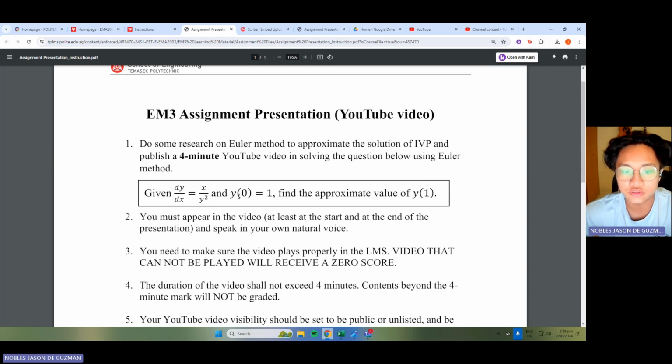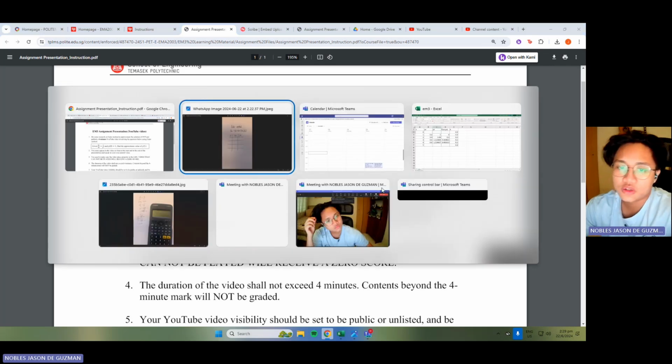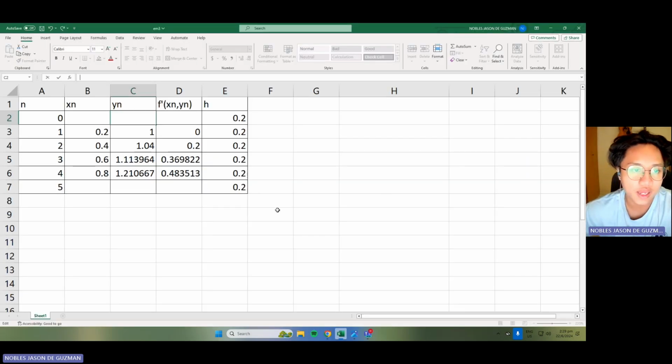The question over here is: given that dy/dx equals x over y squared, and when x equals 0, y equals 1, we have to find the approximate value of y when x equals 1. So I'm going to be using Excel to show how this table is going to look.